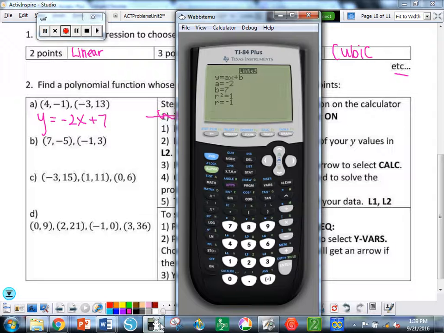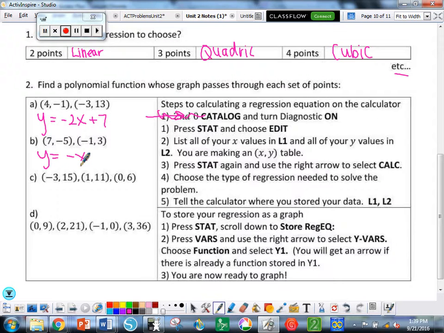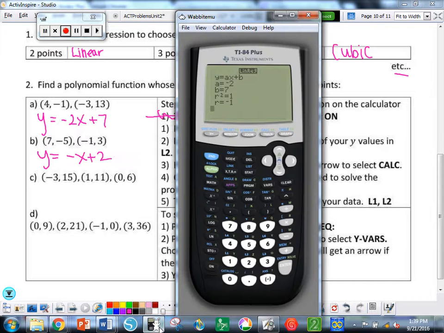All right, what did you get for part B? Any questions getting y equals negative x plus 2? You feel good about that? Any questions? Because now's the time to ask. Just on B, yeah. What about part C?